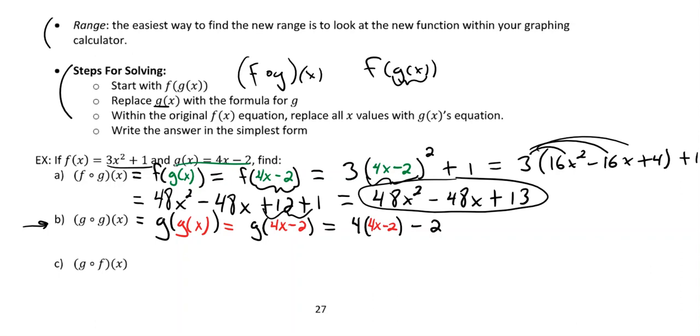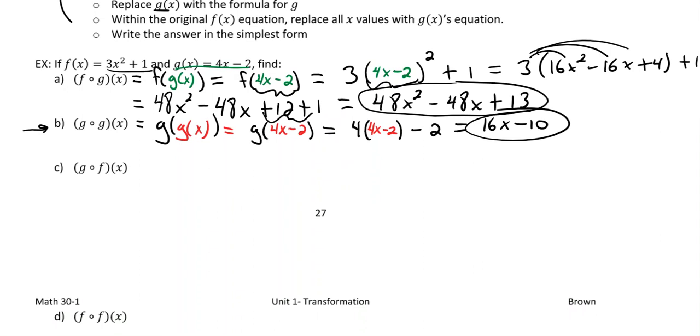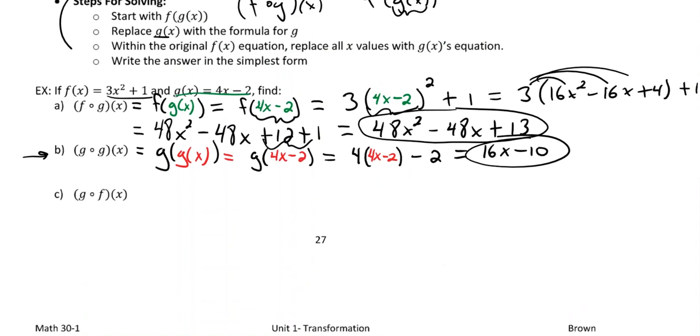Okay. And then same thing. We'll just do a little bit of algebra there. I think you guys could get to this point, so I'm going to cut to the gist here. We'd have 16x minus 10. All right. For the sake of time, I think we'll be okay on the next one. I'm going to skip through that. It would just be the same thing.